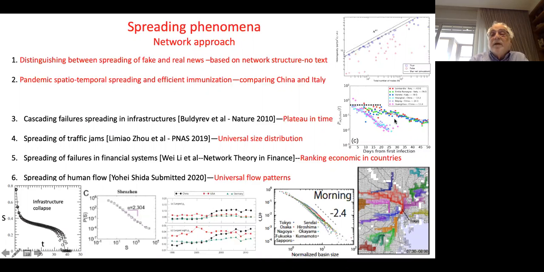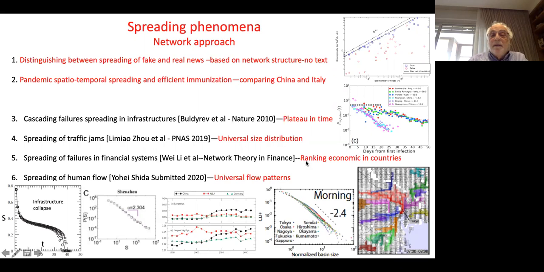We can see a very strong difference. In China, the spreading decayed very fast, on time scales of 10 days, while here it's 50 days, but 50 days is almost like all the time. Now we can do also other spreading. I just mention here cascading failure spreading in infrastructures. This is this paper. Spreading of traffic jams, how traffic jams spread, because a jam in a city starts in a place and then it spreads. This is a very nice paper that shows a universal size distribution; the same spreading phenomena appear everywhere in many cities. Also spreading of failures in the financial market, you can look at this paper.